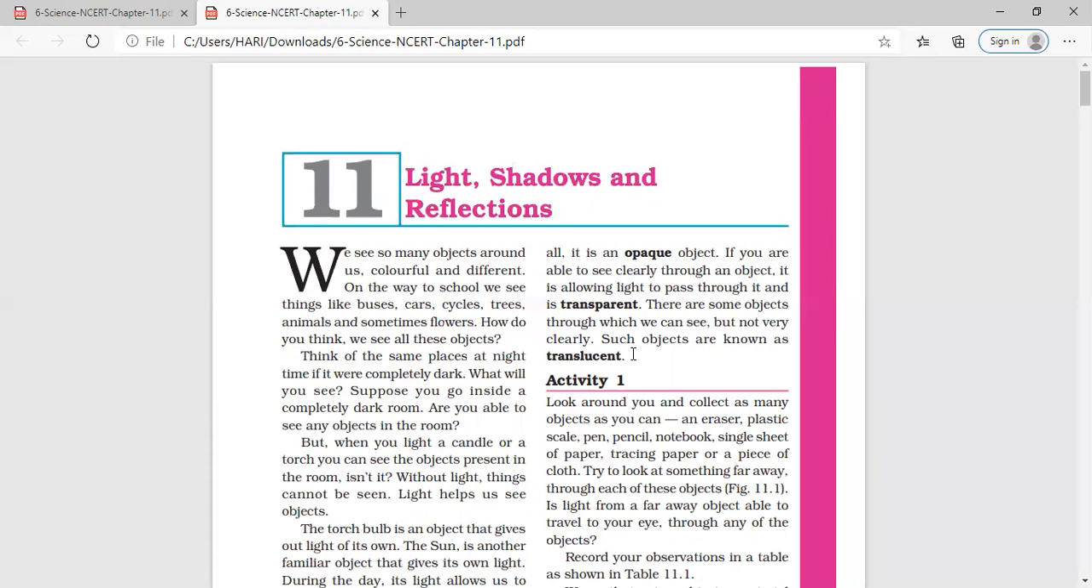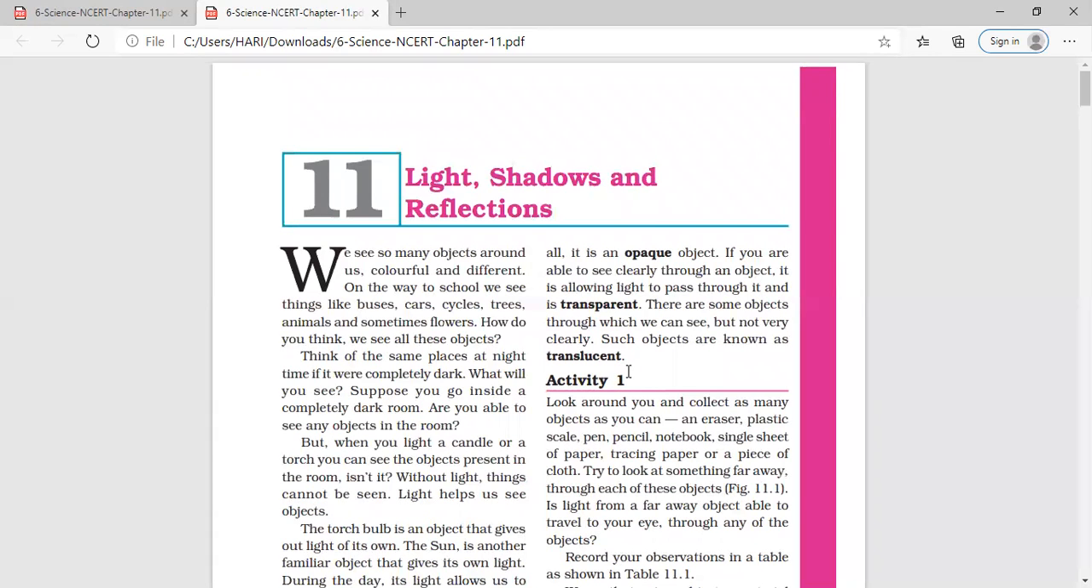Thin plastic is transparent. Plastic, I think, comes under all three groups. If the plastic is very thin, it will be transparent. And if it is somewhat thick, then it will be translucent. There is some hard plastic which will be opaque.